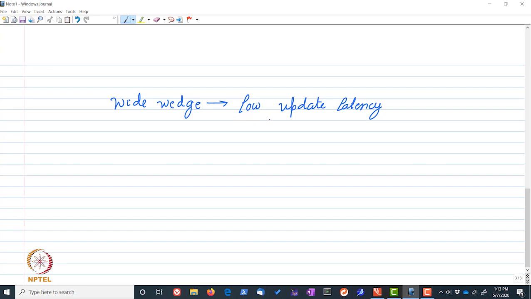it can then distribute the updates to the rest of the nodes. So a wide wedge will have a low update latency and a high server load, and vice versa, a narrow wedge will have a high update latency and a low server load. So there are conflicting requirements of update latency and server load. We will see how Corona solves it.